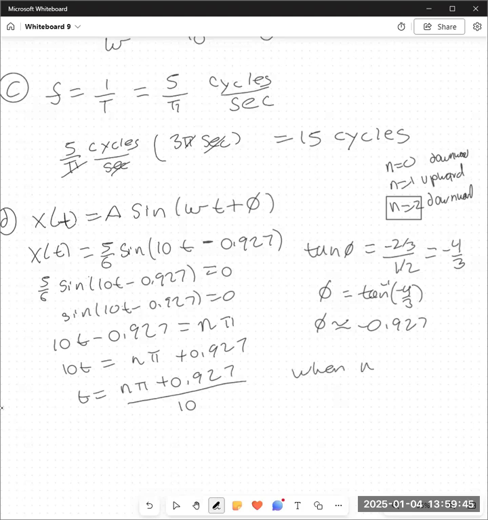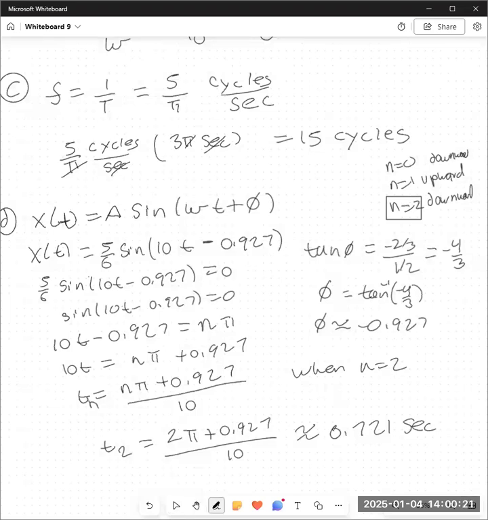When n equals 2, which is what we talked about before, I'll say t2 is equal to 2 pi plus 0.927 over 10, which is approximately 0.721 seconds. It doesn't ask me what the velocity is, but I'll tell you that the velocity here, x prime of t2, is going to be equal to 8 1/3 feet per second. It's going to be heading downward. That's why it's positive.